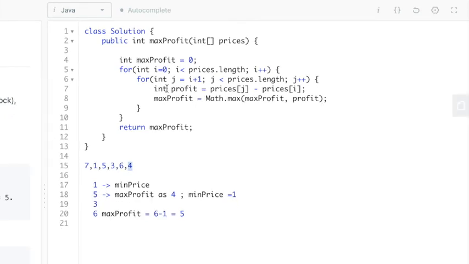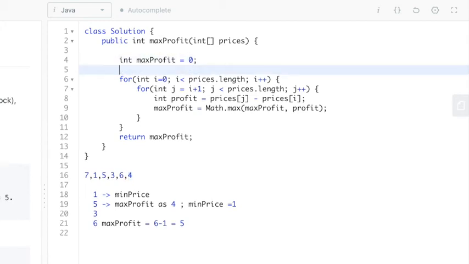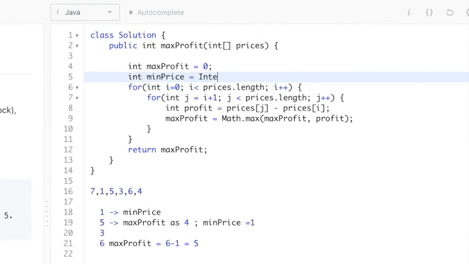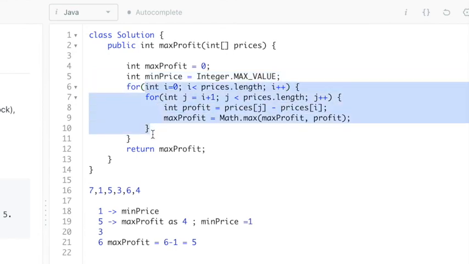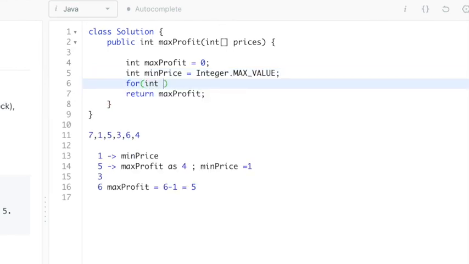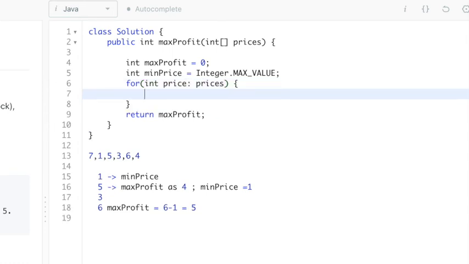So let's try to modify our solution and see if we can achieve the same result in a single loop. So we'll still need a variable called max profit, which will be initialized to 0. We'll need one more variable called min price. We can initialize it to Integer.MAX_VALUE. Now let's rewrite the for loop. So we need to iterate over all the prices, and now all we need to do is update our max profit and min price at each stage.